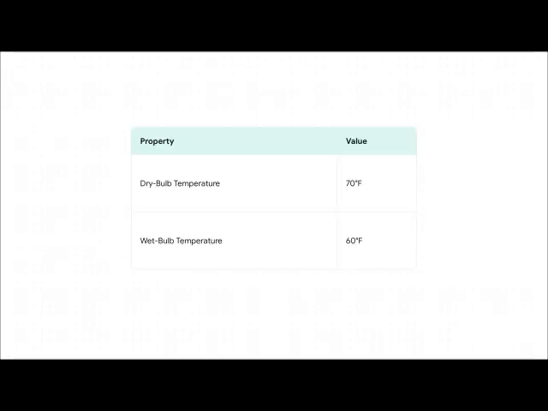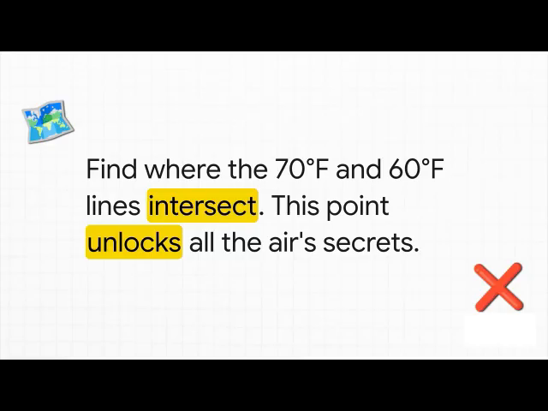So, let's say we measure the air and we get two pieces of info. We know the dry bulb temperature is 70 degrees Fahrenheit. And we know another property called the wet bulb temperature is 60 degrees. Basically, that's just a clever way to measure the air's cooling potential by seeing how much evaporation cools down a wet thermometer. Those are our two coordinates. Now, all we do is find the vertical line for 70 degrees and the diagonal line for 60 degrees. And right where they cross, that's our spot. That's our treasure map's X.